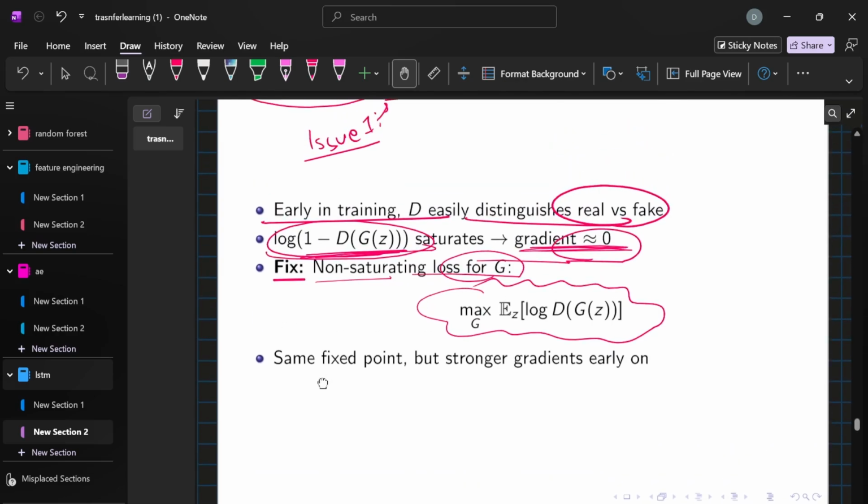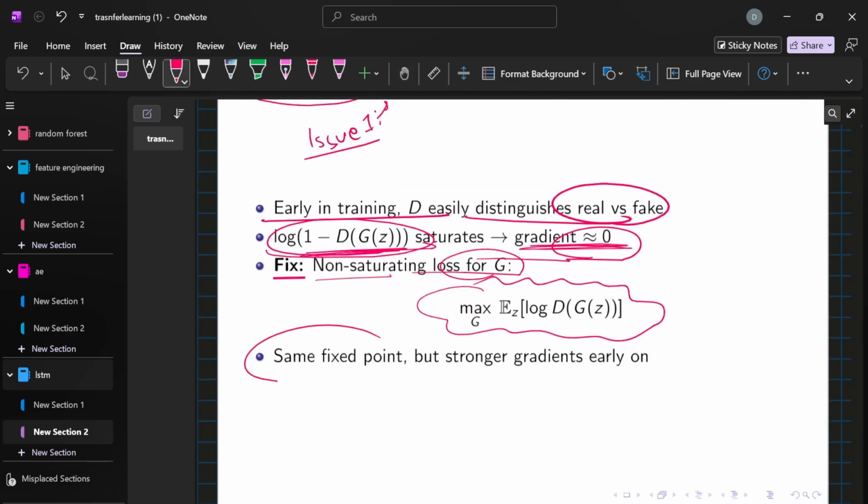It's a fixed point, but it gives much stronger gradients early in the training, where G desperately needs them.